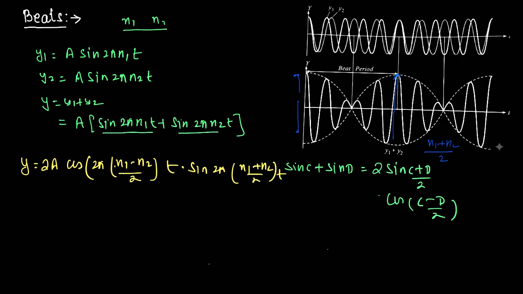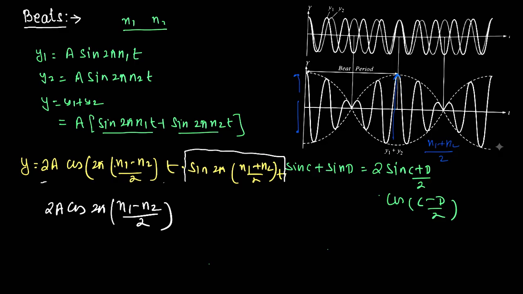And we can see this whole thing is the frequency. Basically, the coefficient of t is the frequency. So this term contains the frequency, and this remaining term contains the amplitude. So this is R, the amplitude. This whole thing is the amplitude. Right, so this 2a cos 2 pi (n1 minus n2) divided by 2 t, this is the amplitude. We can say it's R.